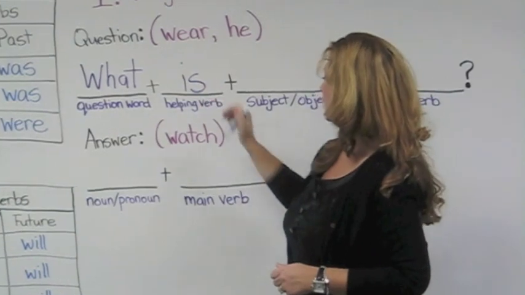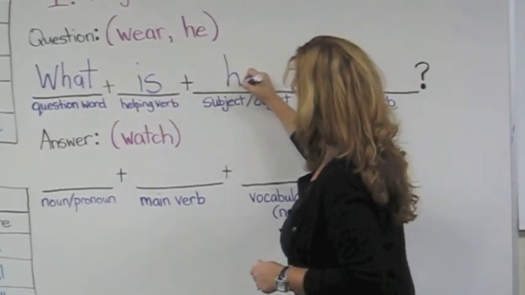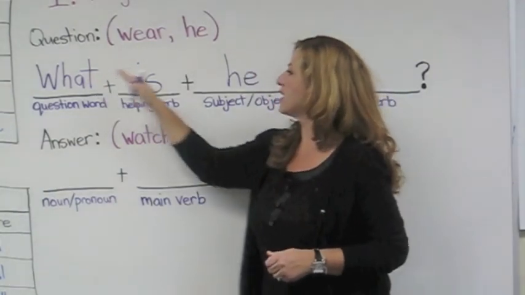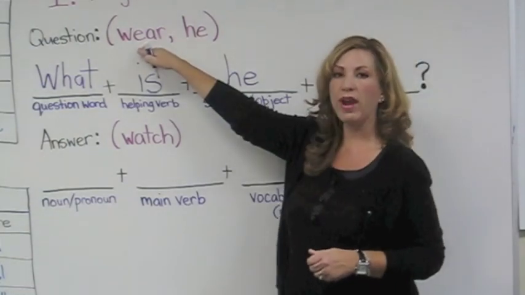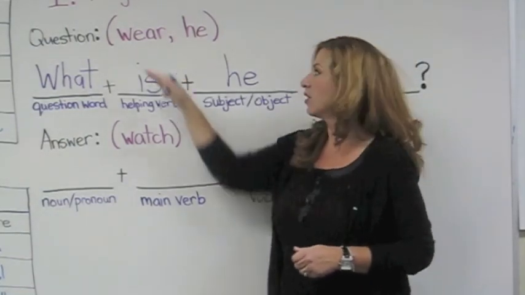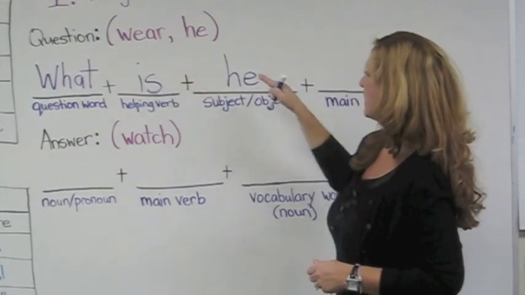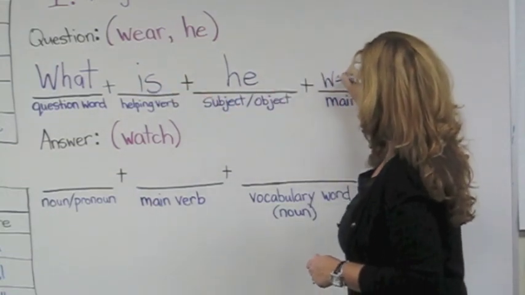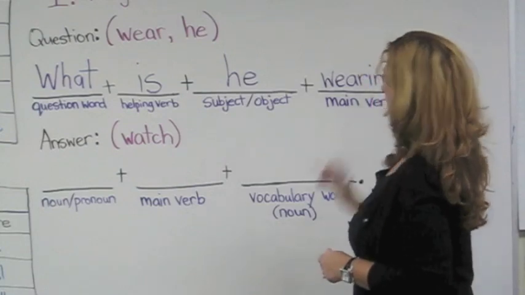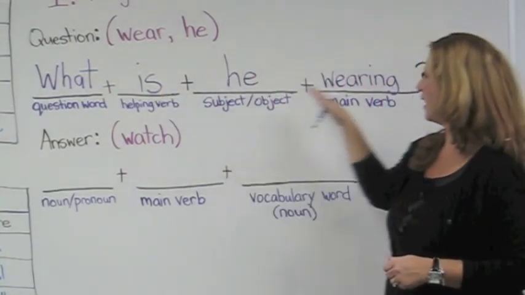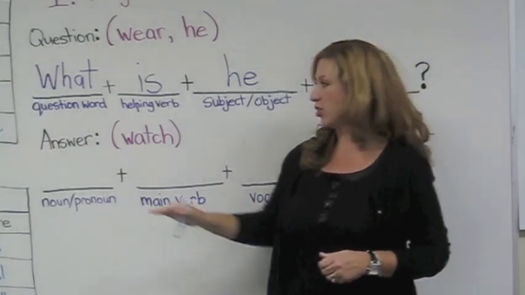What is, and the subject would be he. What is he, and now the main verb, which is to wear. We have to conjugate the word wear to fit the question. What is he wearing? What is he wearing? And now we're going to answer.